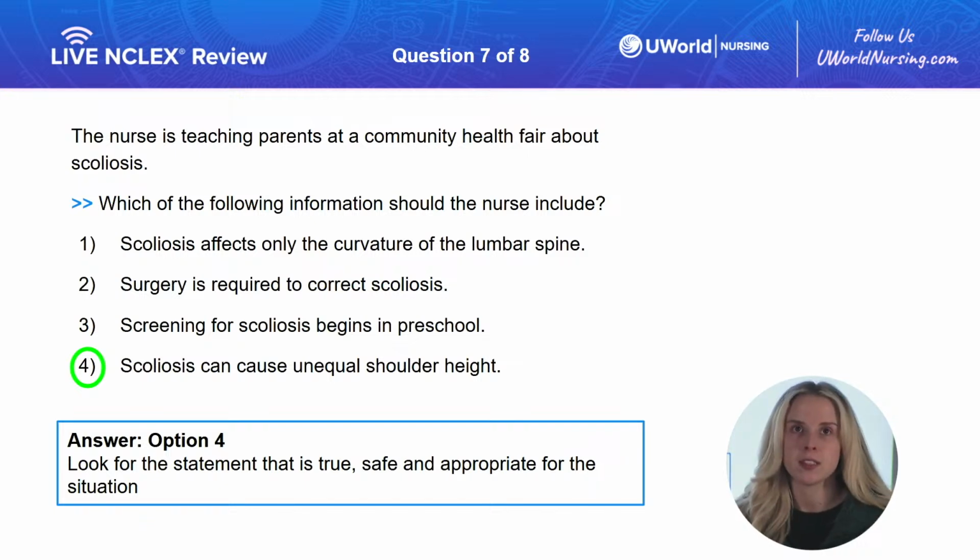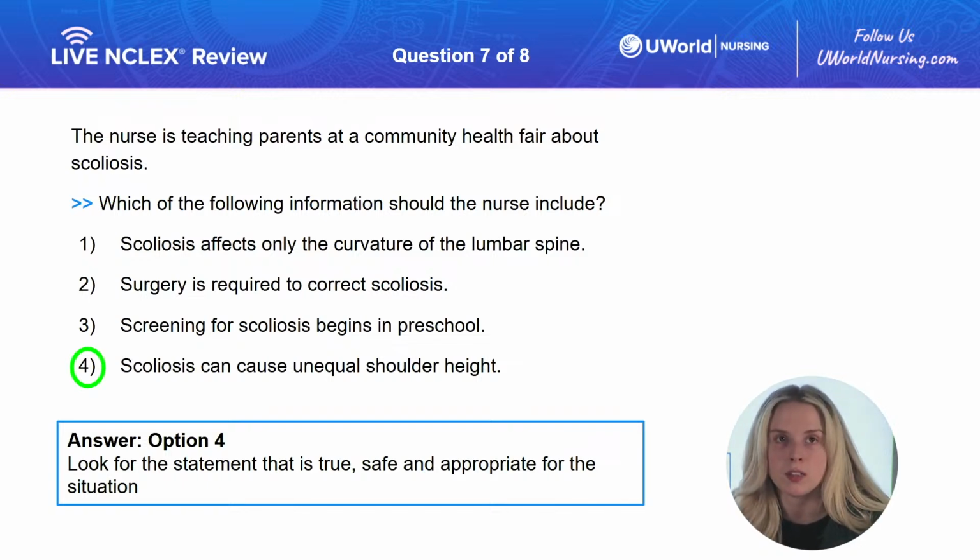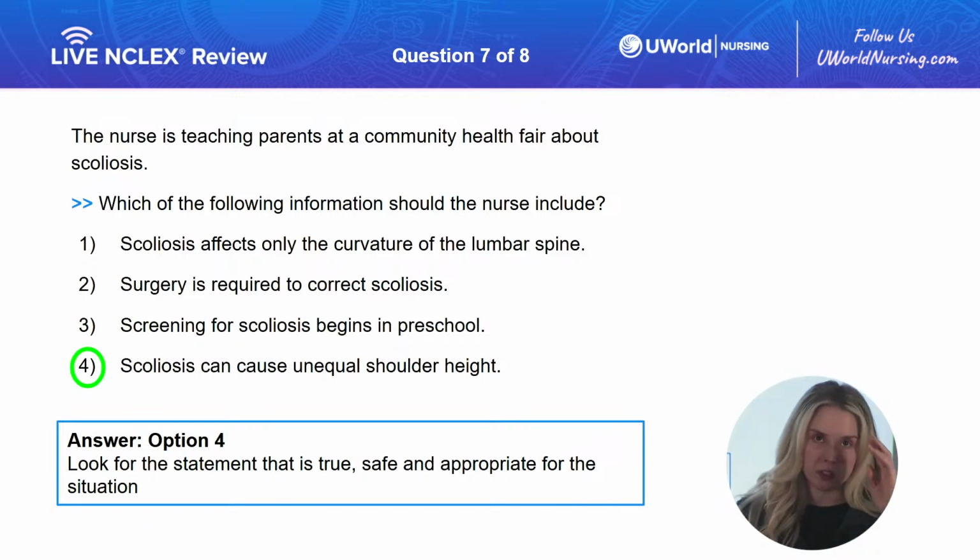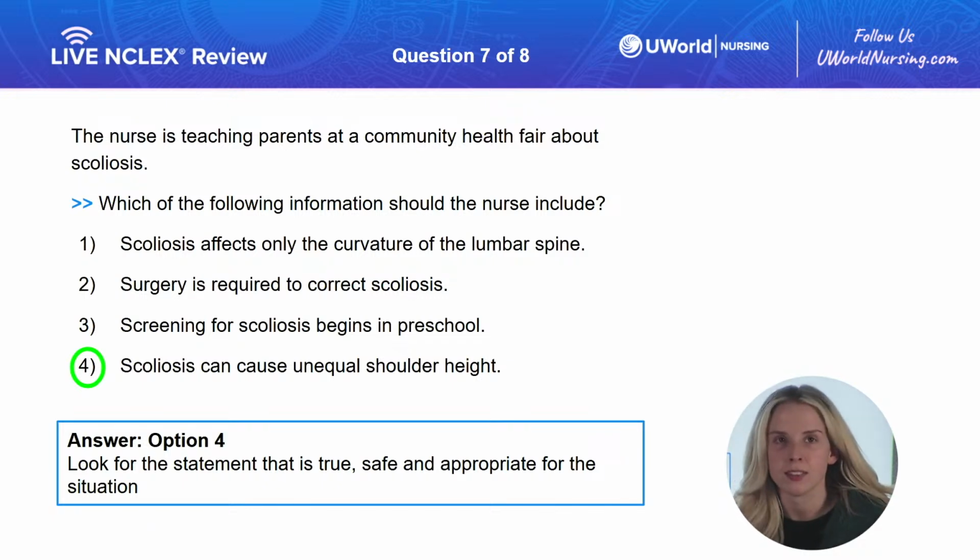So scoliosis, in a nutshell, is a common spinal deformity. It, shocker, affects the spine as well as the shoulders and the hips. It is one of the most common spinal deformities, and it's characterized by lateral curvature of the spine and spinal rotation. Scoliosis can result from congenital or pathological conditions, but it's also mostly idiopathic, meaning we don't know what causes it. It will commonly be noticed in periods of rapid growth, so growth spurts, which will be that early adolescent age. So option number 1, scoliosis affects only the curvature of the lumbar spine.